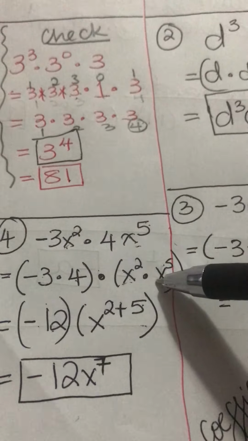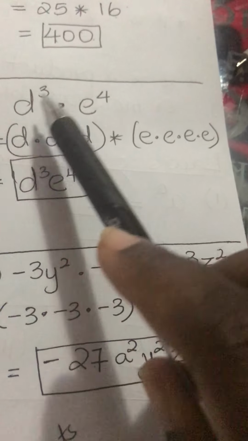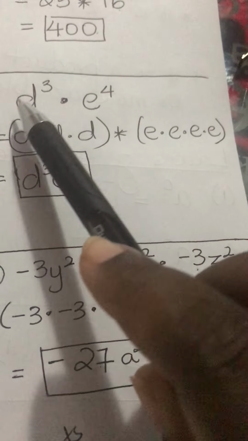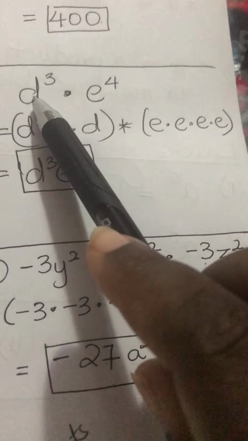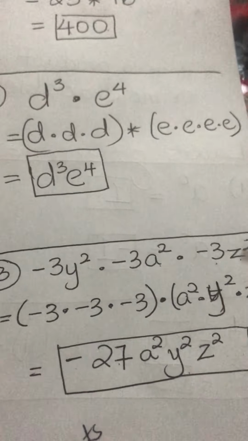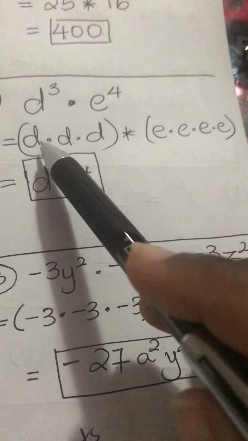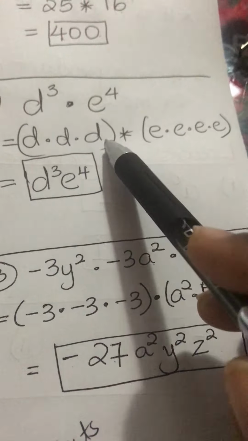All right, we look at this. We see our bases are not the same because we have different variables. This is D and this is E, so there is nothing I can do. So I just expanded them, and then I wrote them back without the multiplication. So this step means this step means this step, okay?